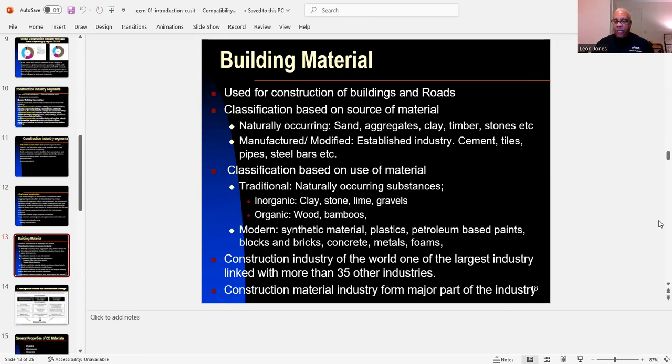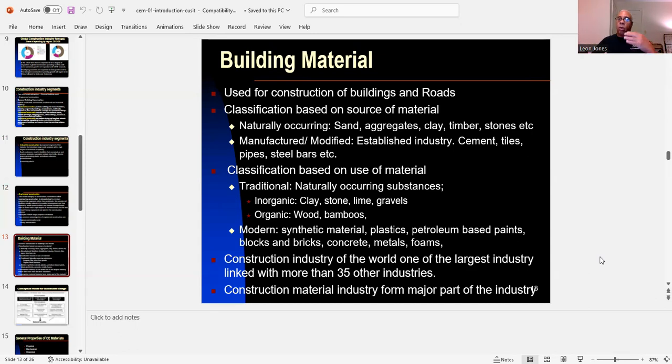building material. Again, getting back into building material. It's used for construction of buildings and roads. Classification is based on source of material. Again, as I mentioned, you have naturally occurring, and under naturally occurring, you have your aggregates, your sand, your timber, your stones. And then you have your manufactured, your cement, your tiles, your pipes, your steel bars. And then you have your classification based on use of material, traditional, naturally occurring substances. So you have organic material and inorganic material. Now, your organic material is woods and bamboos.